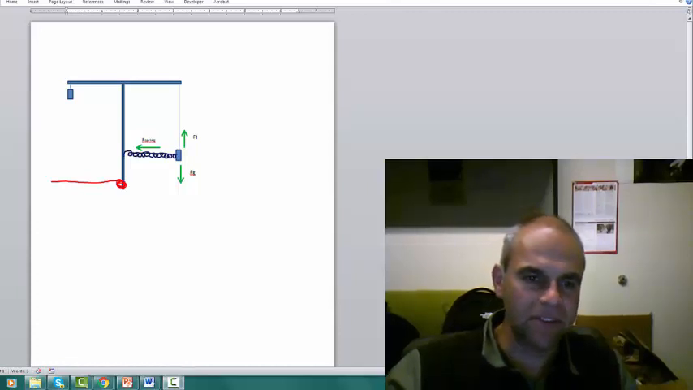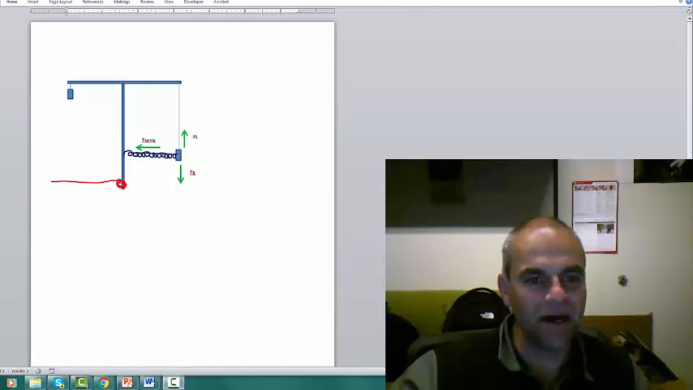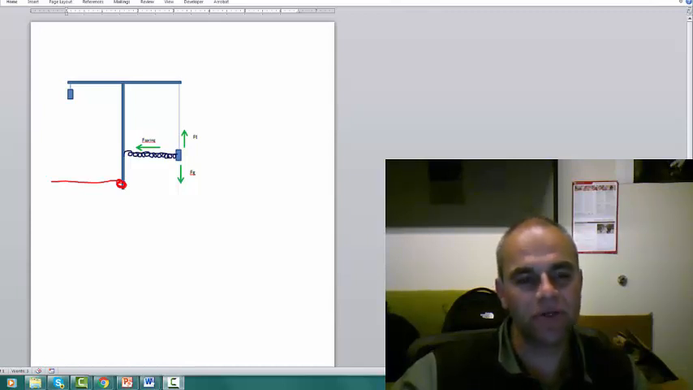Hello, physics students. This brief lecture, mini lecture, will be on the lab you're going to do on Monday while I'm away. It's a lab that addresses centripetal force. You can see in this diagram kind of what the lab setup looks like.